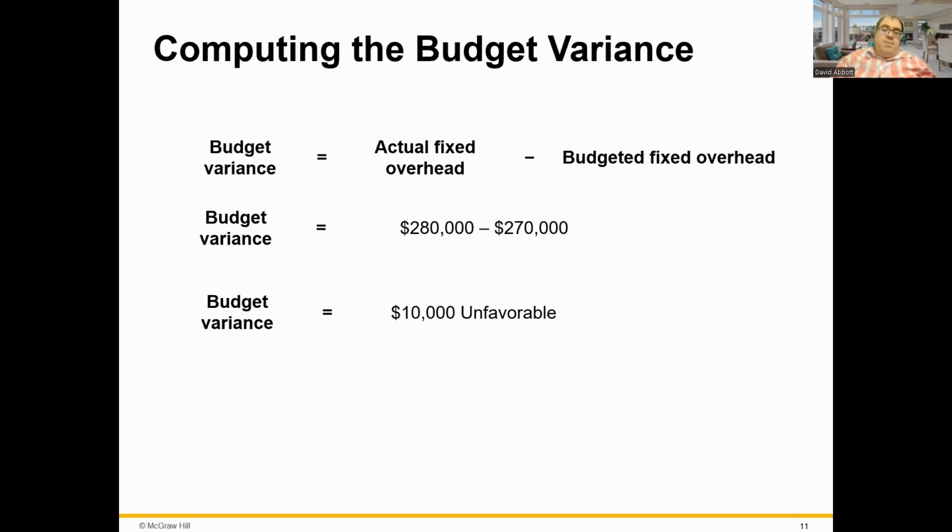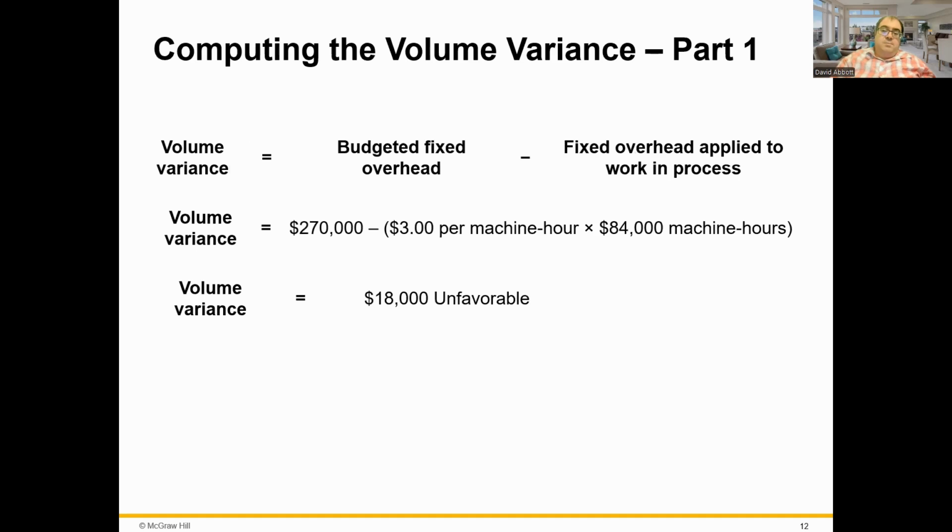Now computing a budget variance. So the budget variance is 10,000, which is unfavorable, computed as we see here. It is simply the difference between the actual fixed overhead, which is 280,000, and we can subtract from that the budgeted fixed overhead, which is 270,000. So you have the actual fixed overhead minus what was budgeted. And we come out with that it was 10,000 more than what it was supposed to be. So it's unfavorable.